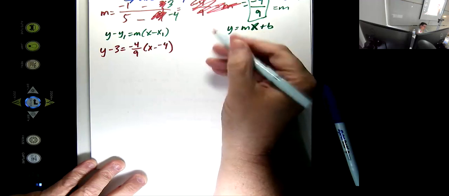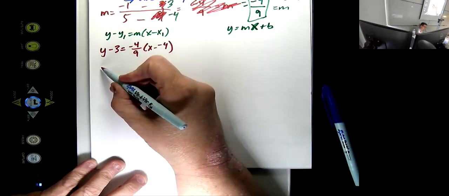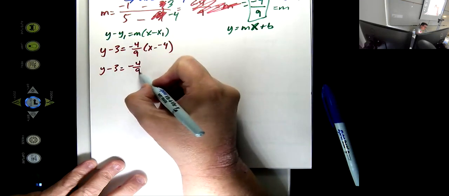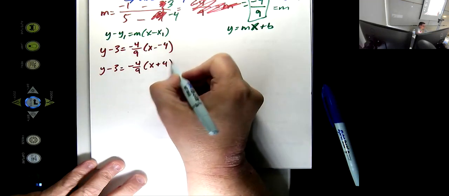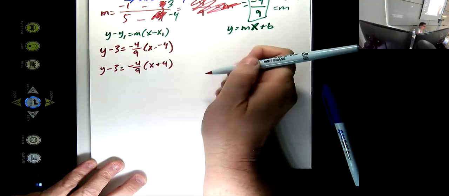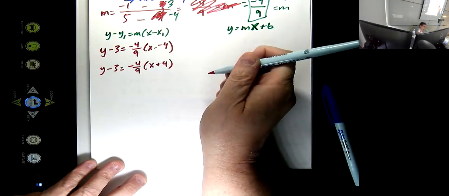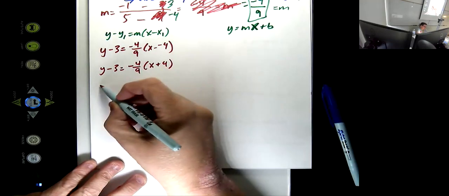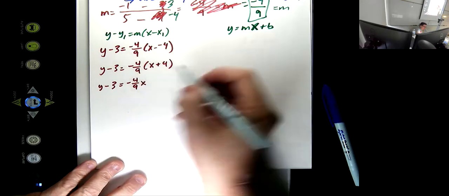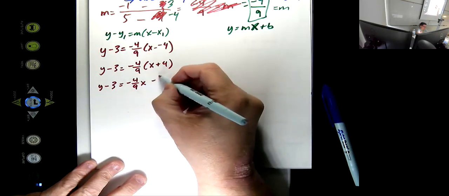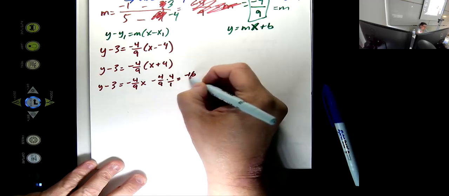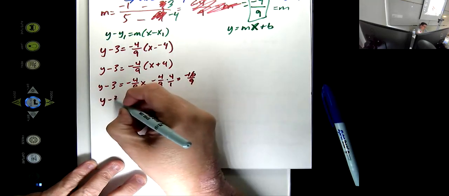All right. So I'll do the hard part. I'll turn that into a +4. And now you guys do the easy part and distribute. It's really easy. What is it after the 4? -4/9 x plus -4/9 times 4 is just -16/9 on that one.